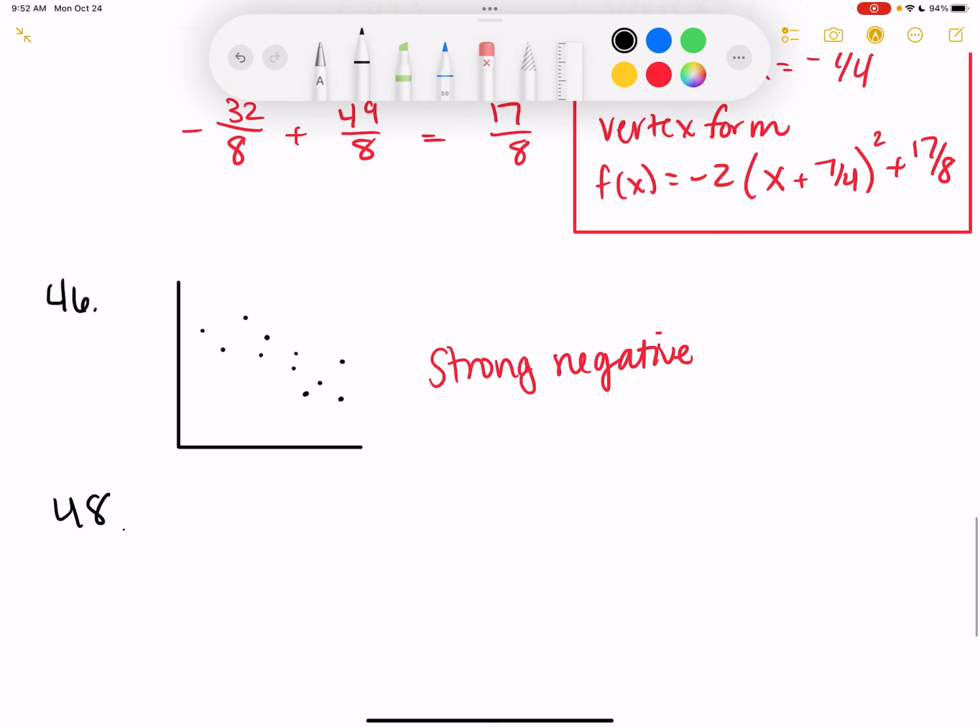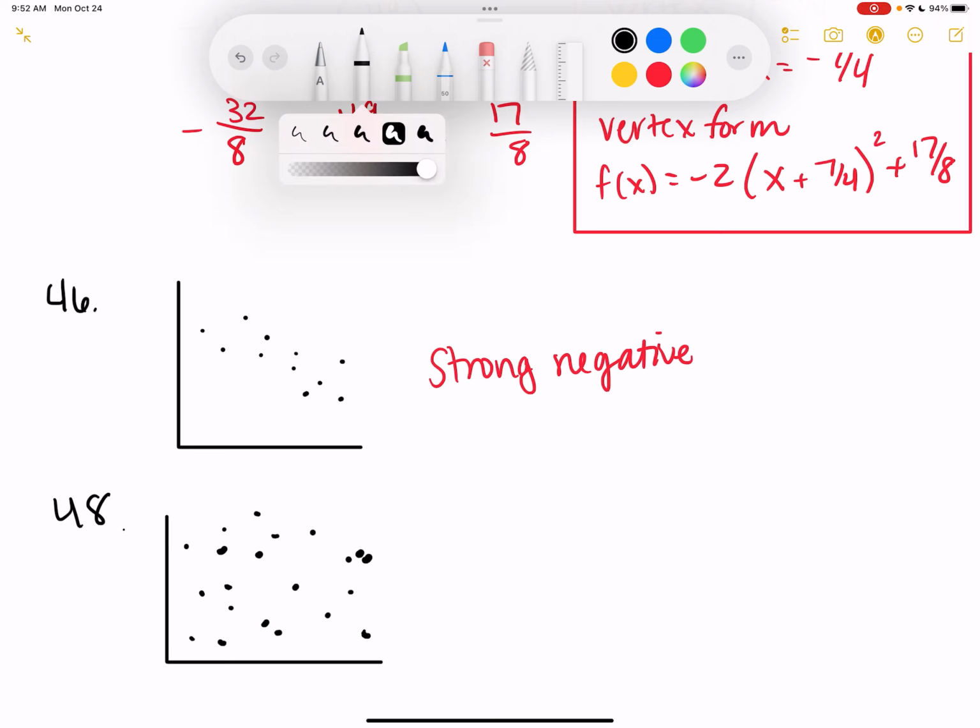48. Give me a second. I got this one. I can do this one. Little or no correlation. No correlation.